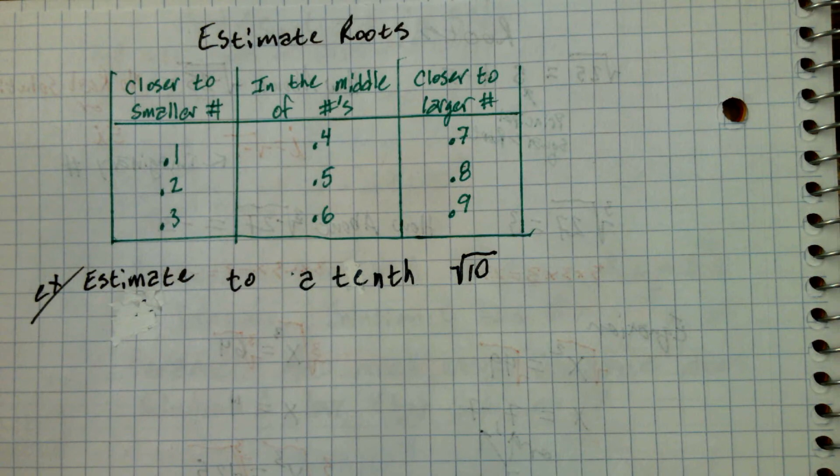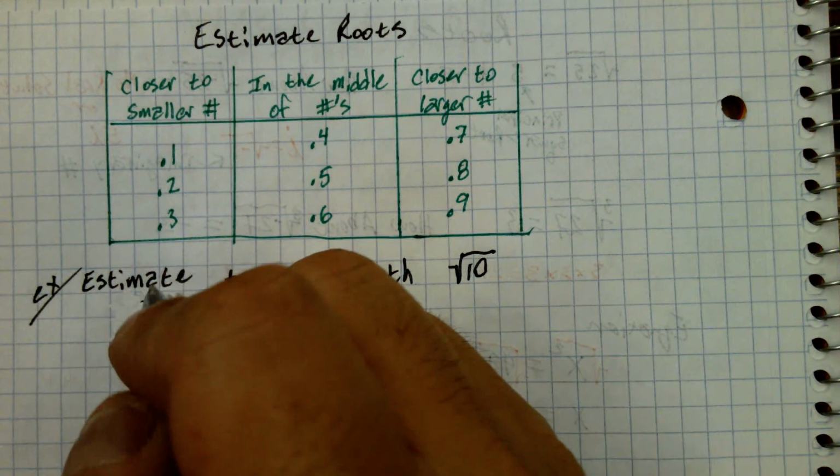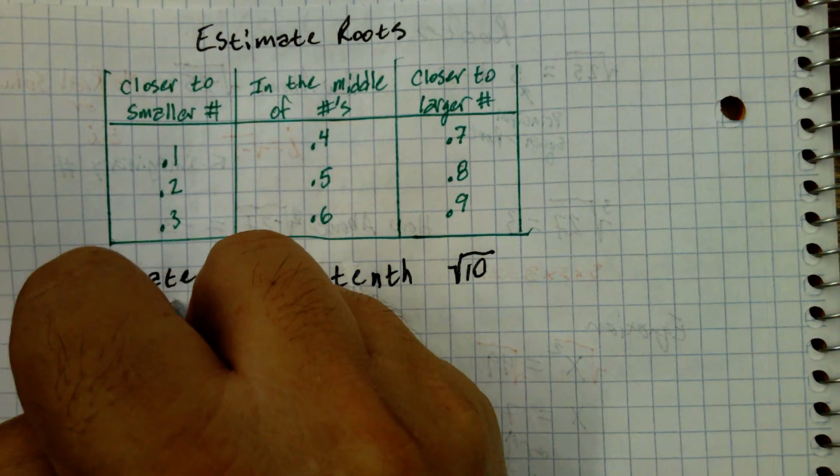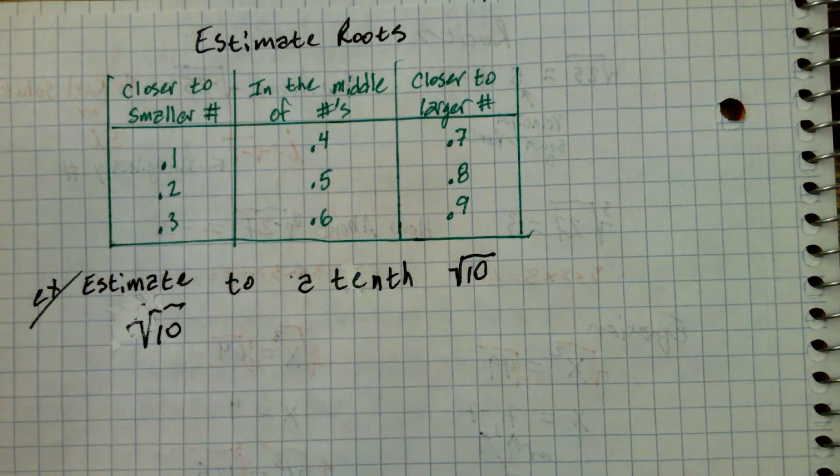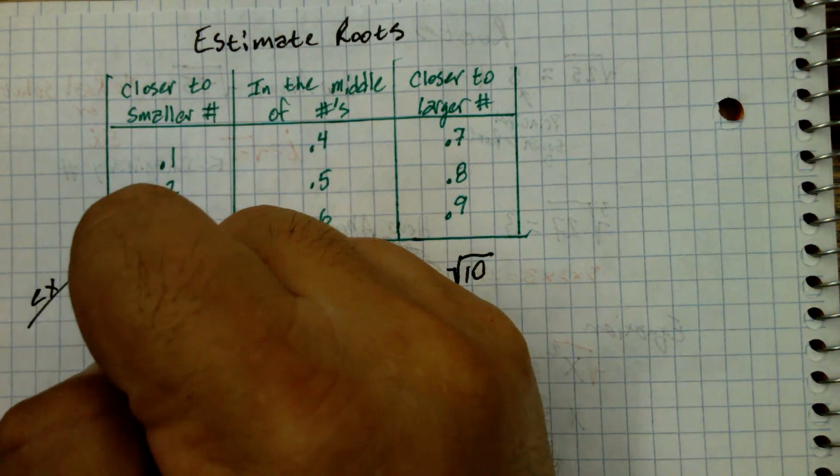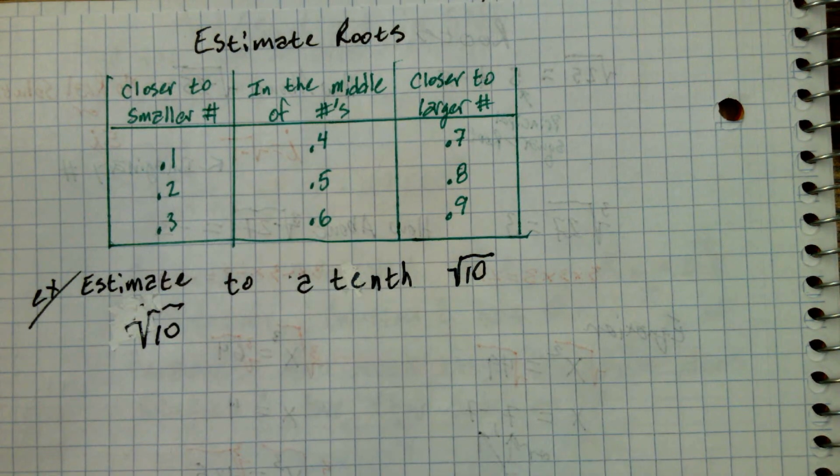We want to estimate, say, the square root of 10 to a tenth. Okay, so let's take the square root of 10. You're not going to do all this as work when you're calculating these. This is just demonstrating the thought process.